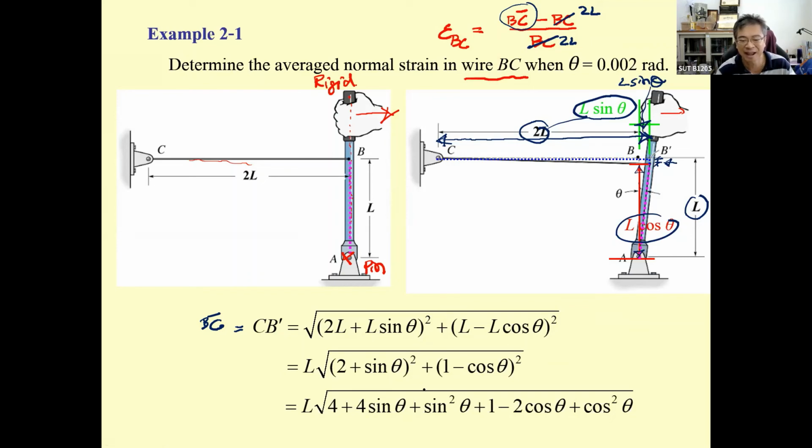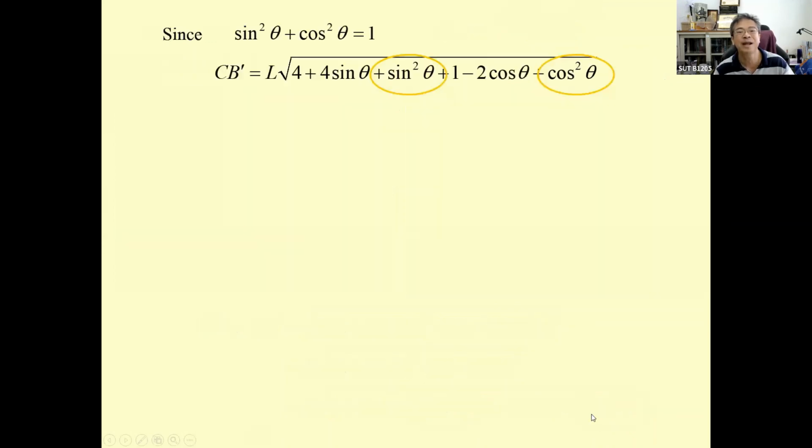Just take this one and then you have this one to be 1. It's a property, sine squared theta plus cosine squared theta. If you don't follow, just stop it and do some computation. And then what we have is going to be a simpler equation, but it's still hard to compute it.